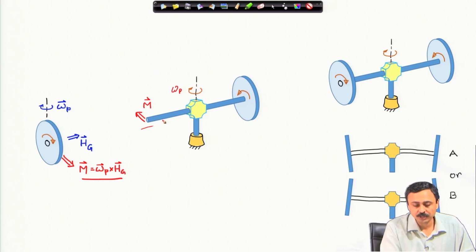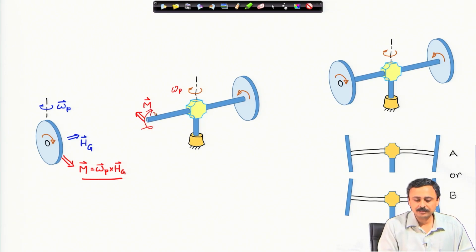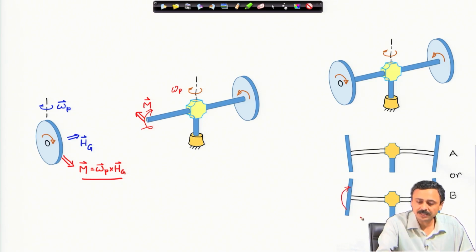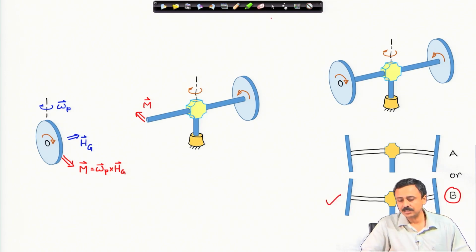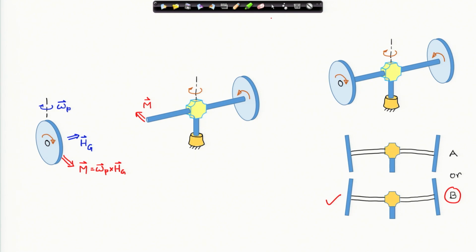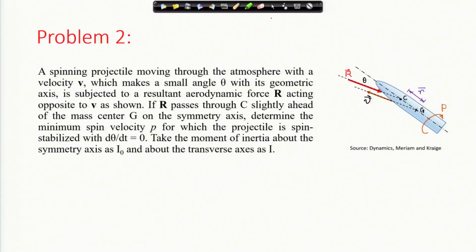This is a reactive moment on the shaft, and how is this moment going to bend the shaft? This is a moment that is usually drawn like this. I have drawn the moment vector initially. This is the way the moment acts. Therefore, we have the case B. The shaft has a tendency to bend as in B. Let us proceed to the next problem.